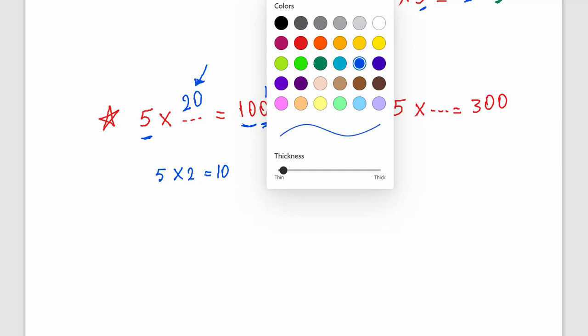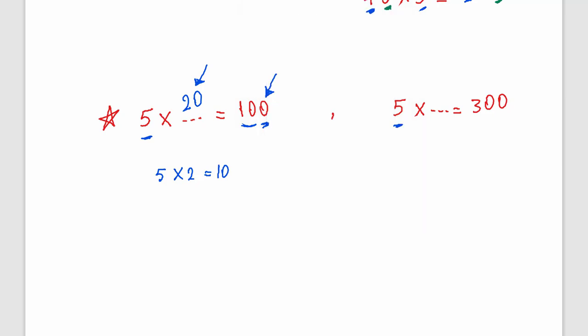We should think first of the basic fact in the timetable of 5 that gives what, 300, or you can think of something else. You can think of 60. Yes, because 5 times 6 equals 30 and we need another 0. Wow, I like your answer. Thank you, Haider. You're a hero.